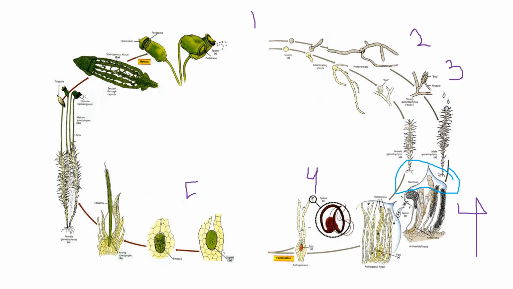Stage 5 is where the fertilized egg begins to grow into a stalk. Stage 6, the stalk develops a capsule at the top where all the spores are. They would be inside of here, inside that little capsule. And then when the capsule is mature, it will burst open. That would be stage 7, or no, that's stage 6. And then 7 is if the spores fall on moist ground, they begin to grow again. And now we're back to stage 1.